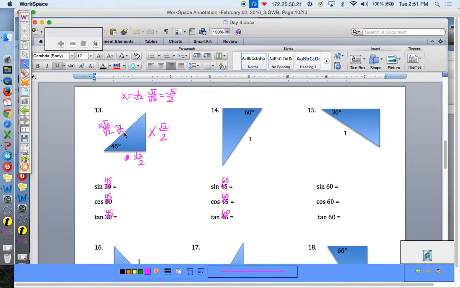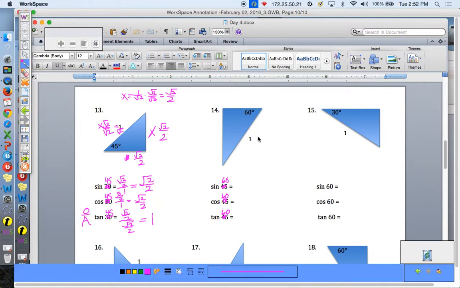Sine, opposite over hypotenuse. Square root of 2 over 2 over 1 is the square root of 2 over 2. Cosine, square root of 2 over 2 over 1, so that's the square root of 2 over 2. Tangent is O over A, so square root of 2 over 2 over square root of 2 over 2, well that's the same thing, so it's equal to 1.